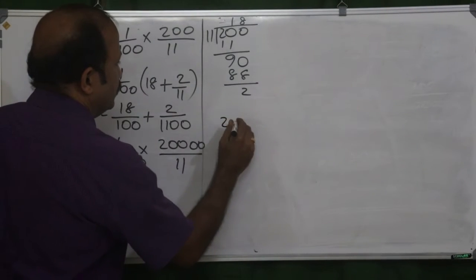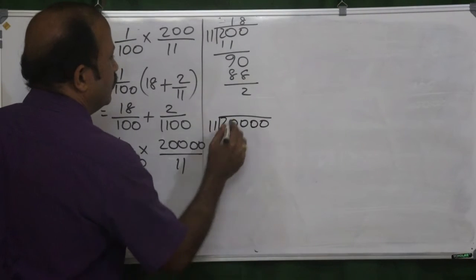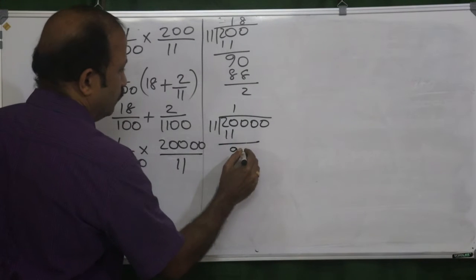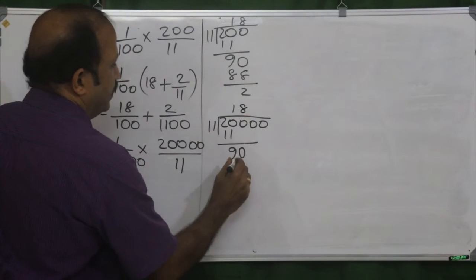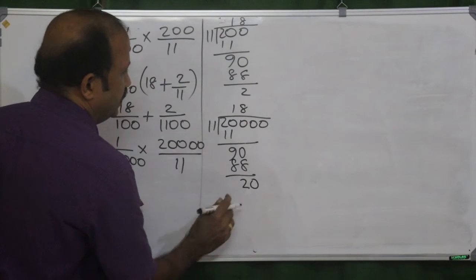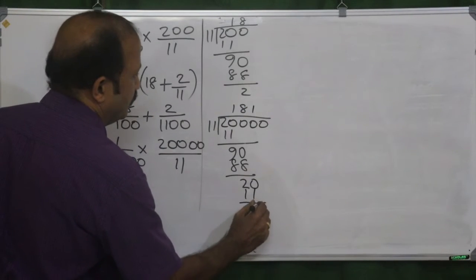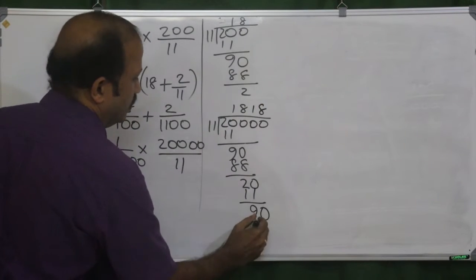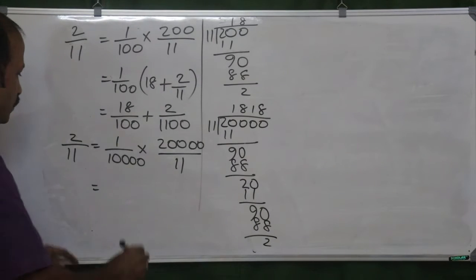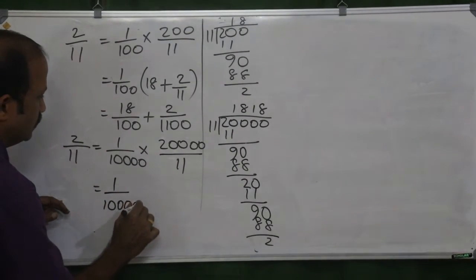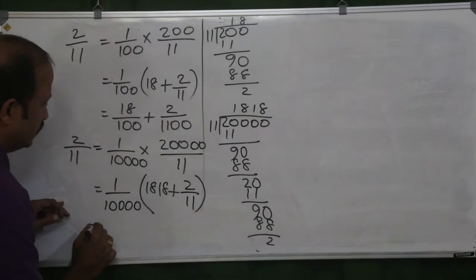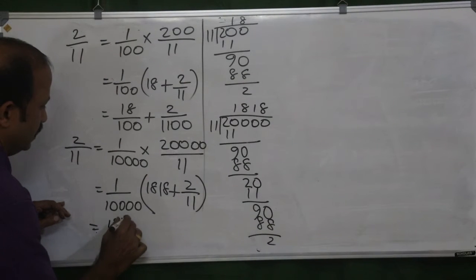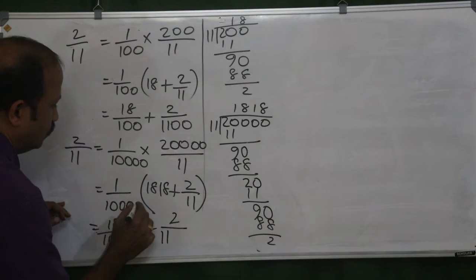Now 20,000 divided by 11: 1 into 11, 9 remaining, a 0 comes down, in 90, 8 times 11 is 88, 2 remaining, a 0 comes down, 20, how many 11, 1, 1 into 11 is 11, 9, a 0 comes down, 90, 8 times 11 is 88, remainder 2. So that is 1 by 10,000 into 1818 plus the remainder, 2 by 11. It is 1818 divided by 10,000 plus 2 by 11. Four zeros.